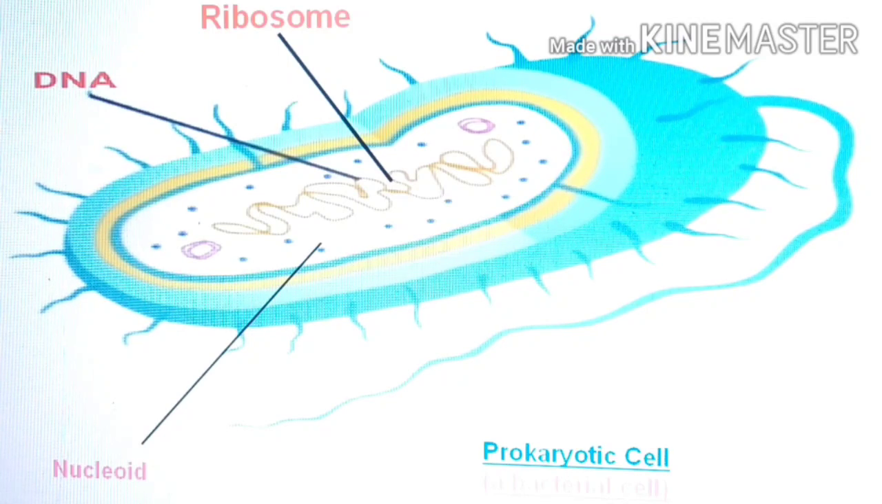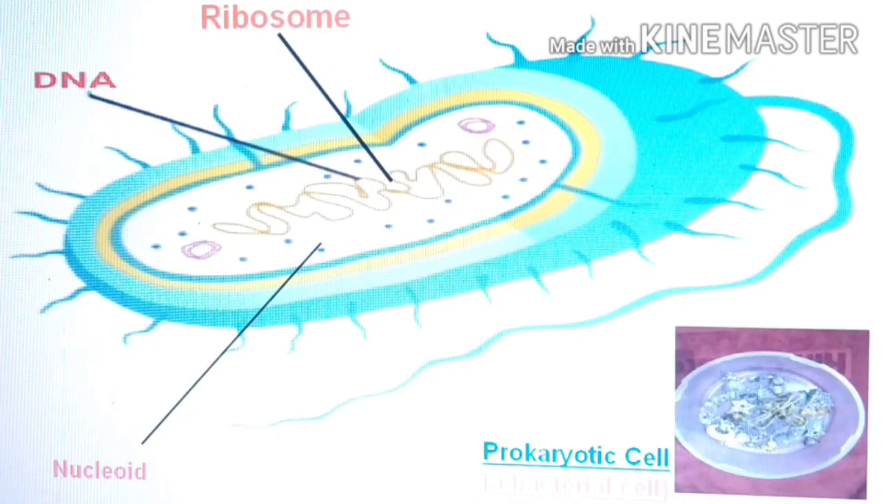Now please compare this bacterial cell with that image that I showed you, the scattered jewelry. There is no proper arrangement, as you can see in the same cell.